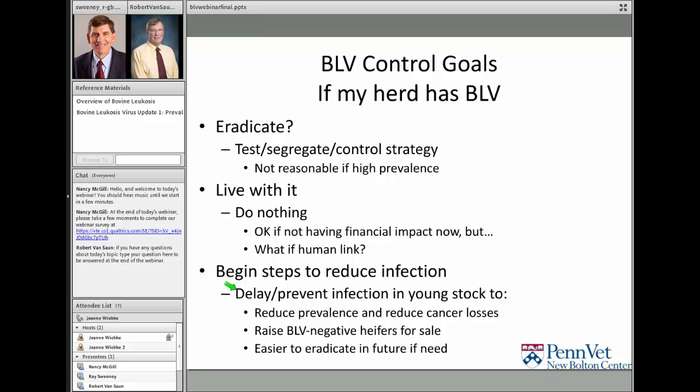And this strategy is primarily aimed at delaying or preventing infection in the young stock so that they will gradually replace the infected older stock, and replace BLV positive animals with BLV negative animals, thus reducing the prevalence and reducing the cancer losses. If you are trying to raise BLV negative heifers for sale, obviously that's what you need to do. Herds that have taken some simple steps have reduced the prevalence even from 50% down to 10%.